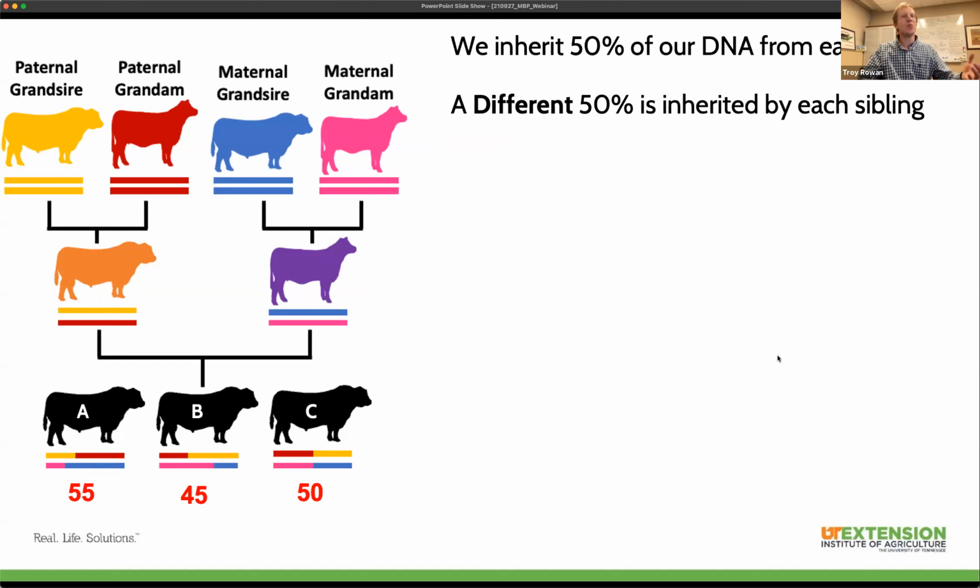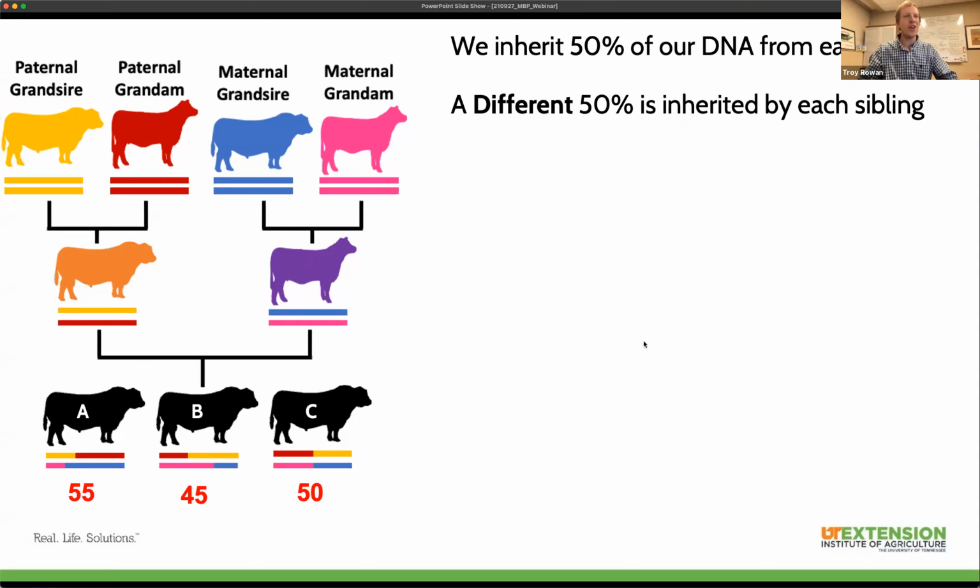But the issue is that we're inheriting a different 50% from each parent if we have siblings, right? So the chunks of this animal's DNA that he got from dad are different from this animal's chunks that he got from his dad, and the same with his other full brother here. And if we're not inheriting the exact same DNA as our siblings, there's chances that we could get better chunks of DNA. There's chances we could get worse chunks of DNA.